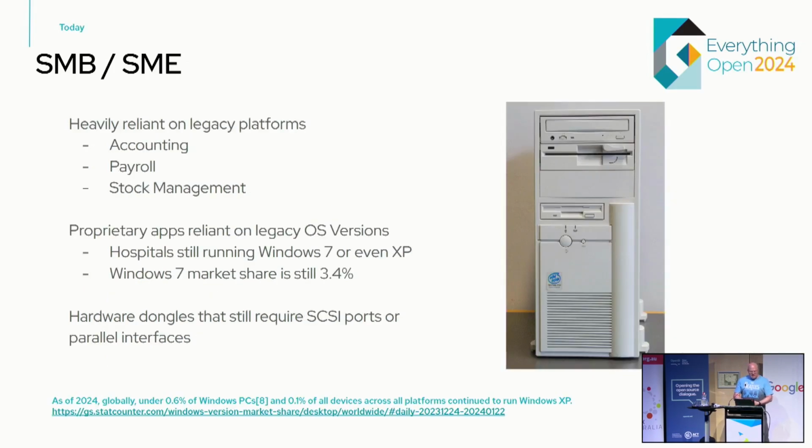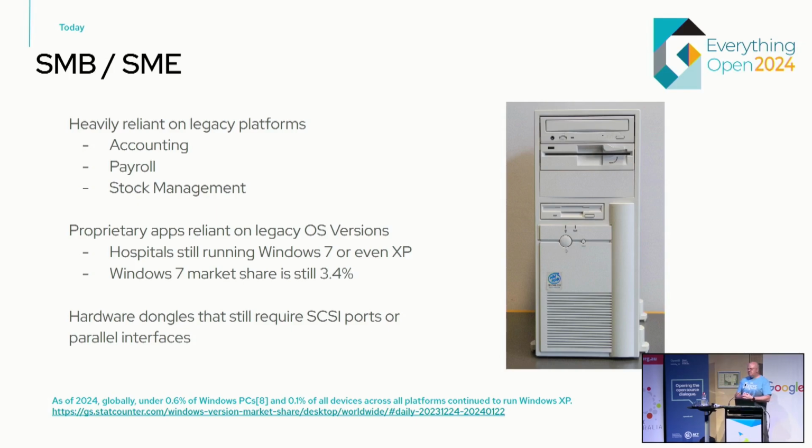But we still hit this in the SME, SMB space today. There's an amazing amount of legacy accounting, payroll, stock management platforms in use in smaller organizations. And you might say, well, they've all gone to cloud. Well, cloud's a separate problem, but for many of them, they're still reliant on these systems on premises. There's still a huge amount of legacy Windows out there in those ecosystems. There's a couple of links here to a few reports, but the current Windows 7 market share is estimated to still be around 3.4% globally.